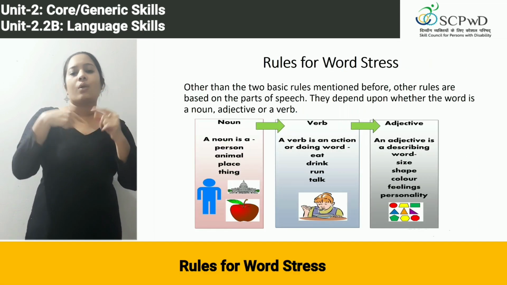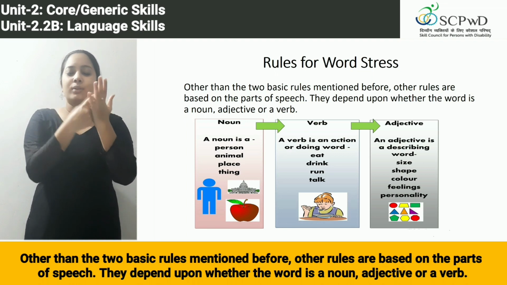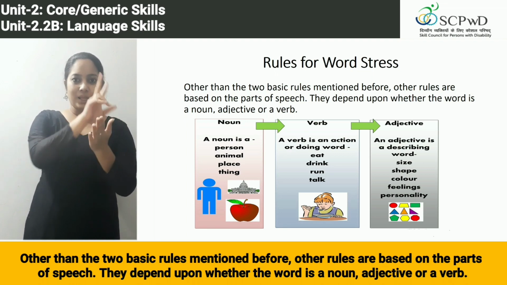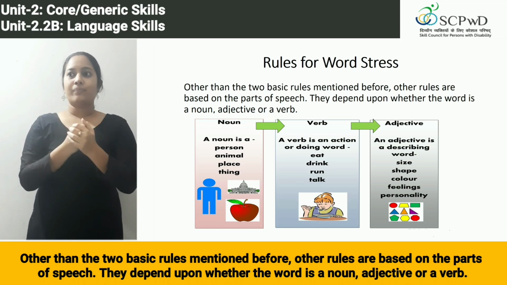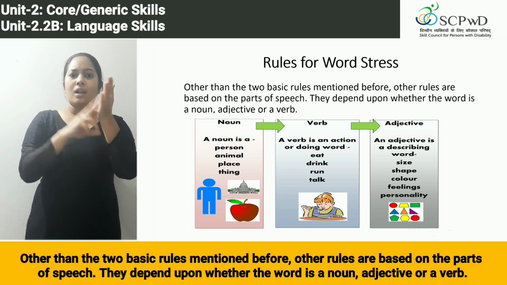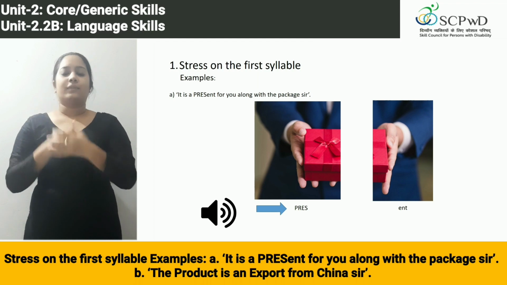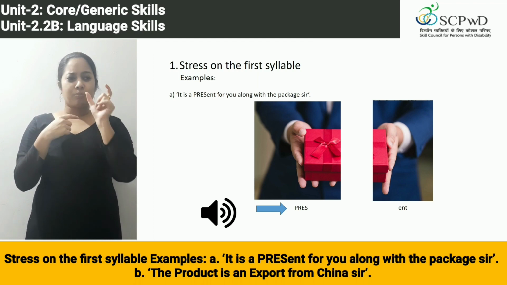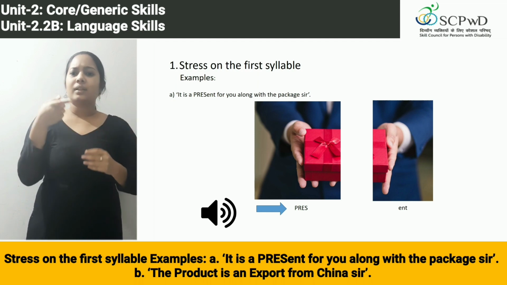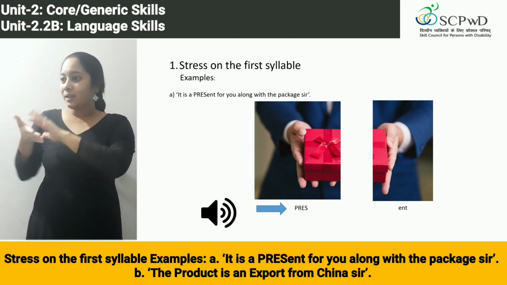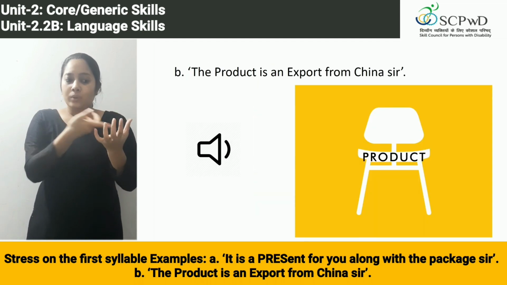Rules for word stress. Other than the 2 basic rules mentioned before, other rules are based on the parts of speech. They depend upon whether the word is a noun, adjective, or a verb. Number 1. Stress on the first syllable. Examples: A. It is a present for you along with the package, sir. B. The product is an export from China, sir.